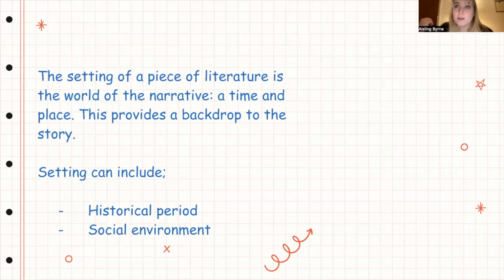It could be set in World War I. It could be set in the future. It could be set in a dystopian future, something that we're not used to now, or in a certain social environment. So all these things can give us a background to the story on maybe why these characters act that way.